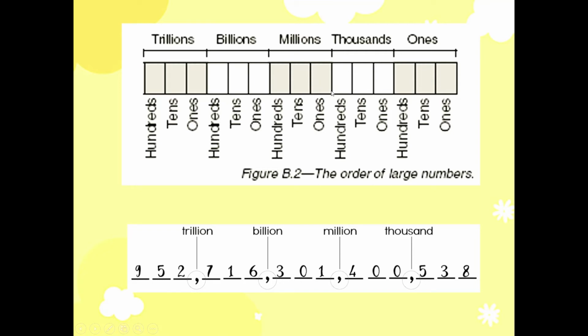Okay, and we use commas. Do you see that? This is the comma sign. We use commas in large numbers. For what? Because a comma will separate a large number into smaller pieces. It is easy to read when you separate it into smaller pieces.